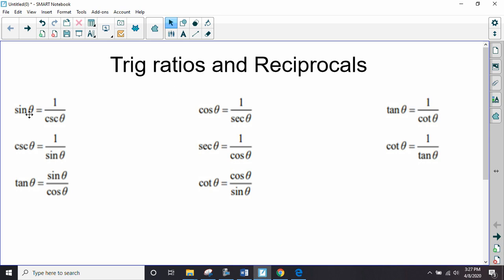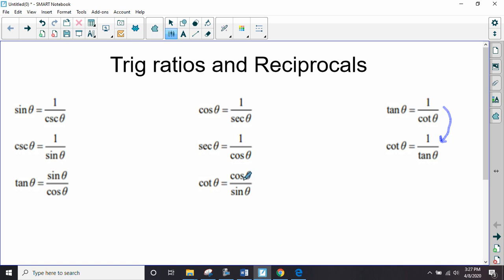All right. We have our typical sine, cosine, and tangent. Okay. Well, cosecant is just the reciprocal of sine. Secant is the reciprocal of cosine. Cotangent is the reciprocal of tangent. And remember, tangent is sine over cosine, or cotangent is like that.